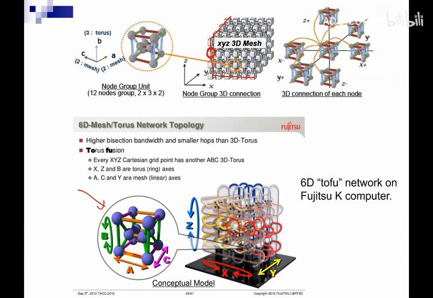A dimension over here. You've got this B dimension, which is a torus, because it's a ring like this. And then you have the C dimension over here. So it's basically one of these 3-dimensional little structures within another 3-dimensional structure. So altogether, it's going to be a 6D mesh.